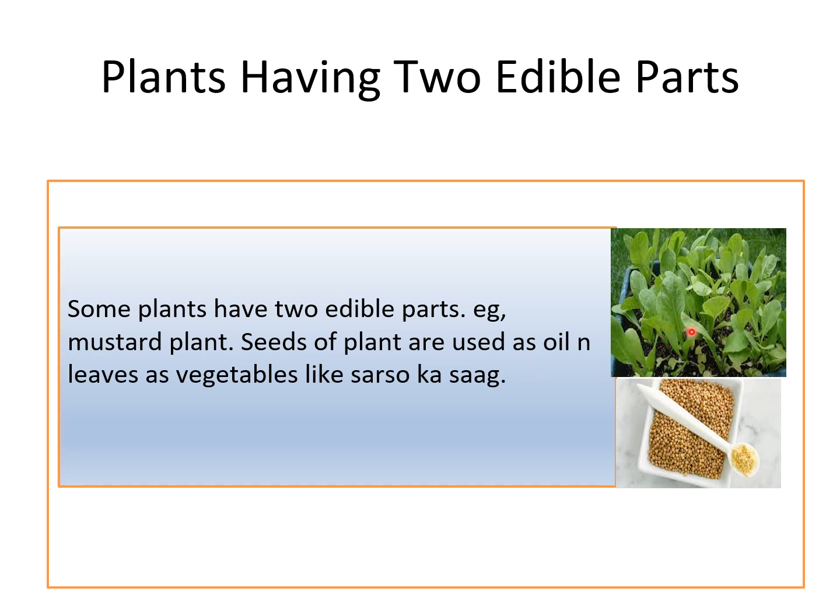And the second is the leaves. The leaves are used as vegetables. For example, our famous sarson ka saag.